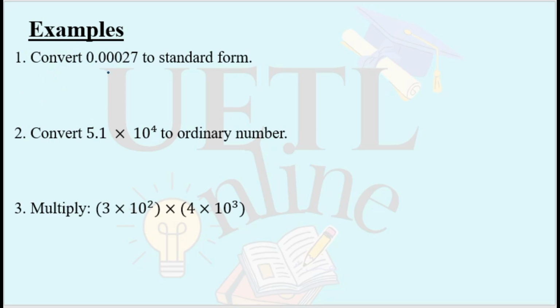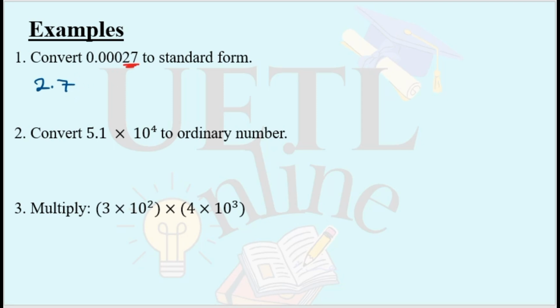The first example says to convert the number 0.00027 to standard form. The only thing you are going to do is move the comma. You just have to make sure that this number becomes a number between 1 and 10. Here, to make it between 1 and 10, it is going to be 2.7. This is the important part: you make this number between 1 and 10, 1 included.